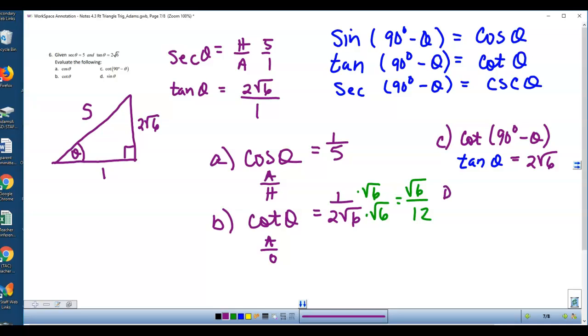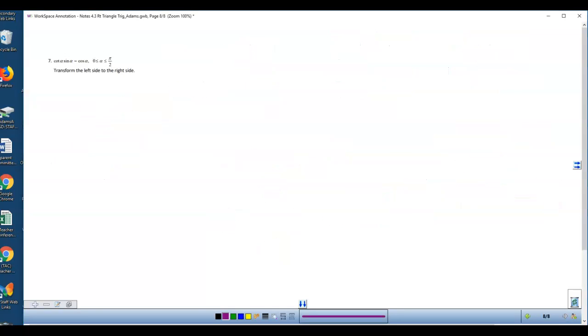Okay, and finally D, we're finding sine of theta. Sine of theta is opposite over hypotenuse. So in my triangle, opposite is 2 root 6, hypotenuse is 5, so that's 2 root 6 over 5. Okay, so that's just another set of basic angles that we're going to work with, and complementary angles is what it is called for.